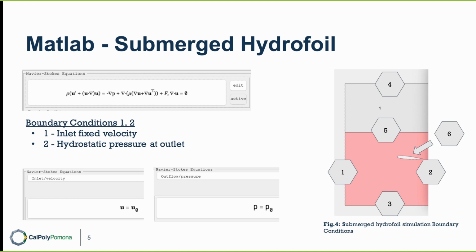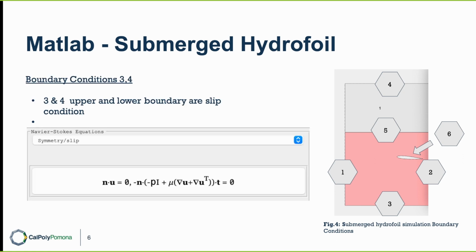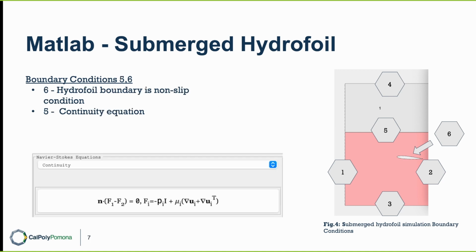The boundary condition for our simulation includes 6 key boundary zones. The first will be the inlet velocity that's going to be at a fixed velocity. The second boundary will be the outlet that's going to have a fixed hydrostatic pressure. The third and fourth will be the upper and lower boundaries that's going to be at a slip condition following this equation. The fifth is the interaction layer between the water and the air using the continuity equation. And lastly, the sixth boundary is the non-slip surface around the hydrofoil interacting with the water.